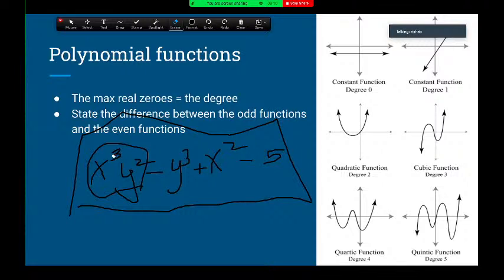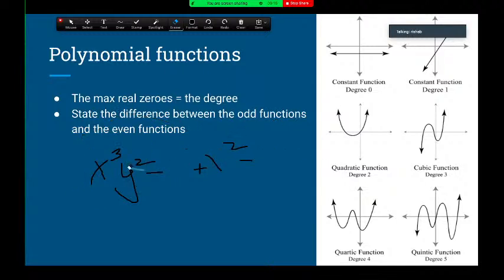Whatever is the highest number you get, that's the degree. Okay, so that was a trick question. Because the degree is 5, remember? But let's go for an easier one. What do you think the degree is for this?